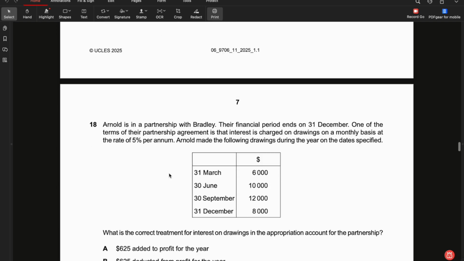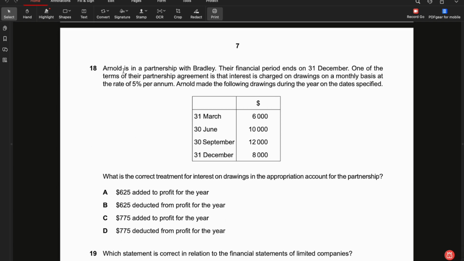17B. 18. Arnold is in partnership with Brandley. The financial period ends on 31st December. One of the terms of their partnership agreement is that interest is charged on drawings on a monthly basis at the rate of 5% per annum. Arnold made the following drawings during the year on the date specified. So these are the dates in which Arnold withdrew money from business, and these are the amounts. They mention that we will charge interest of 5% but on monthly basis.